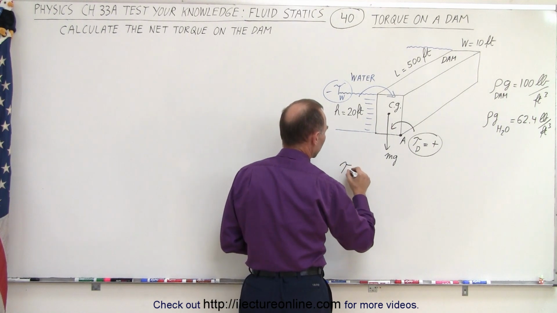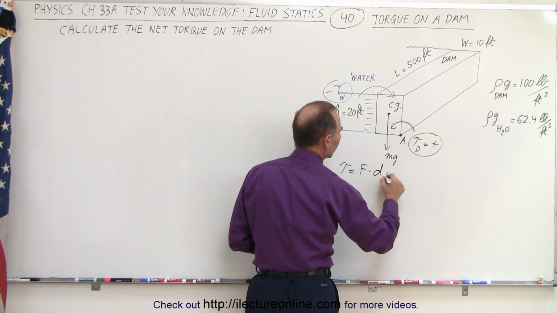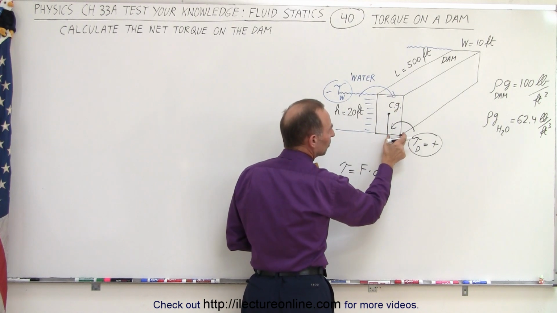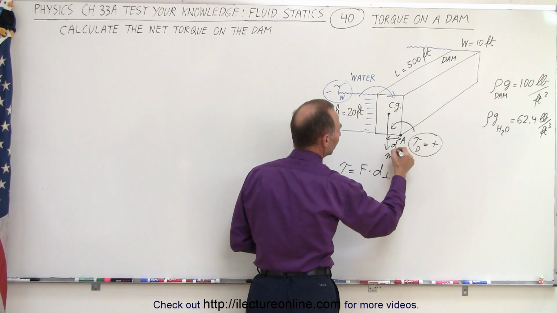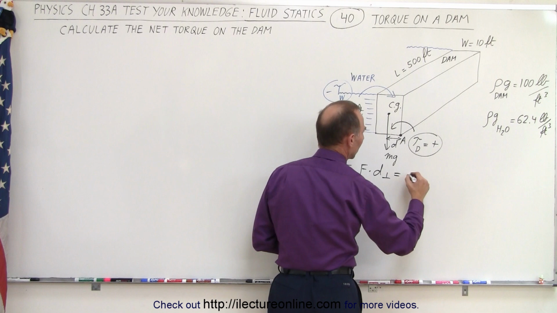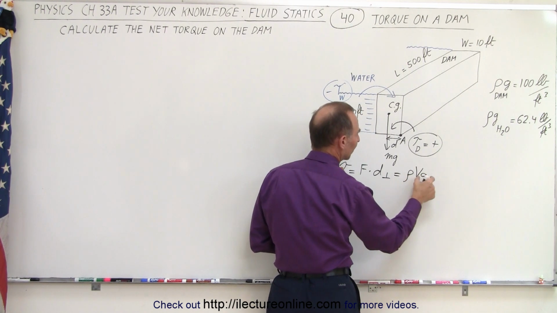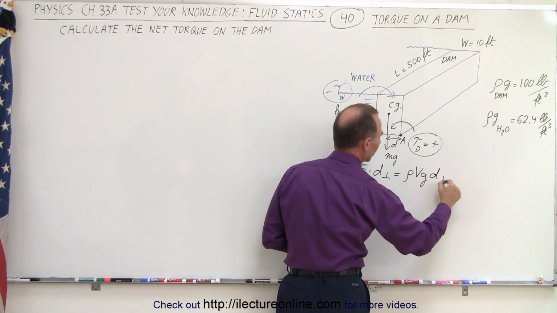So the torque is equal to the force times the perpendicular distance from the line of action of the force to the point of rotation. That would be this distance right here, the distance that I'm looking for over here. And the force would be equal to the weight of the dam. That would be the rho Vg, mass times gravity, is the force, times the perpendicular distance.